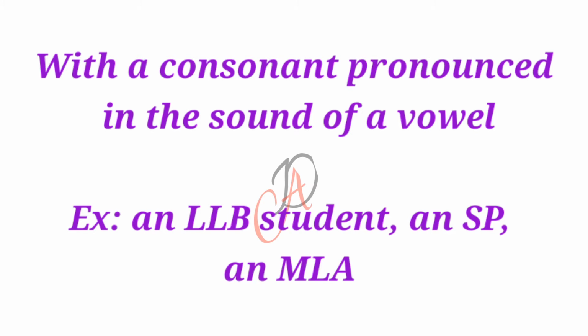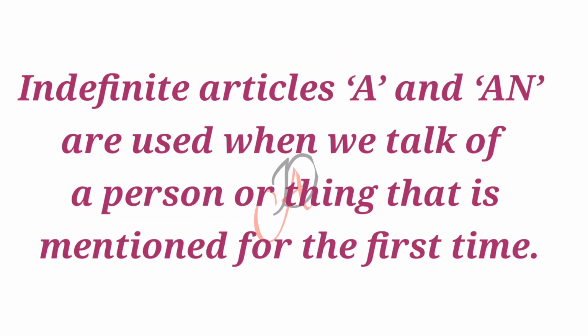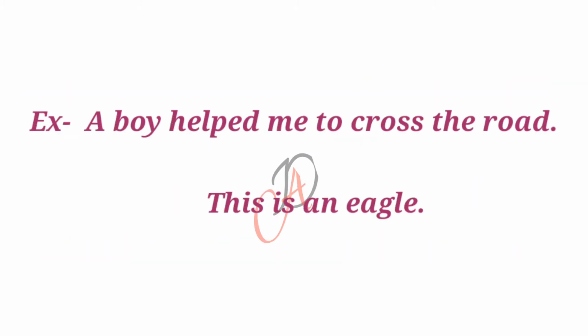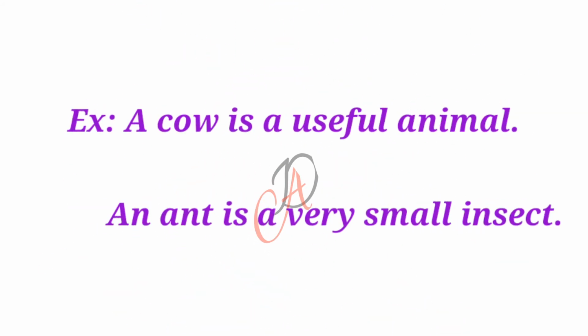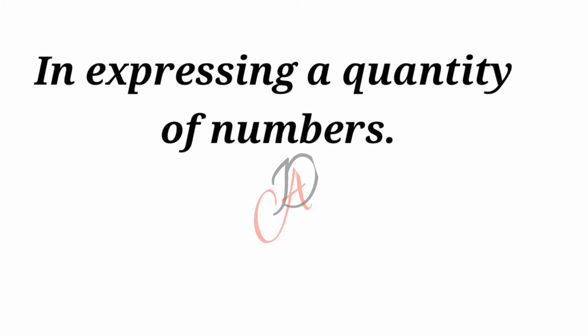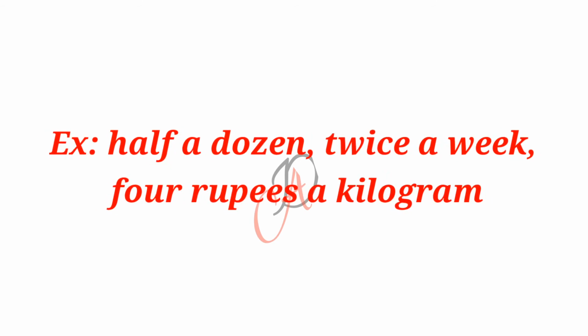Rule number three, indefinite articles a and an are used when we talk of a person or a thing that is mentioned for the first time. For example, a boy helped me to cross the road. This is an eagle. Rule number four, it is used before a singular countable noun representing a class of things, animals, and persons. For example, a cow is a useful animal. Second one, an ant is a very small insect. Rule number five, it is used in expressing a quantity or numbers. For example, half a dozen, twice a week, 4 rupees a kilogram.